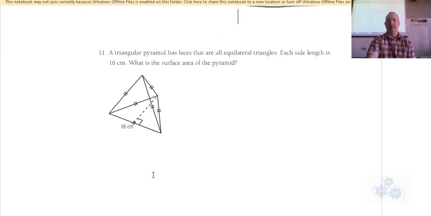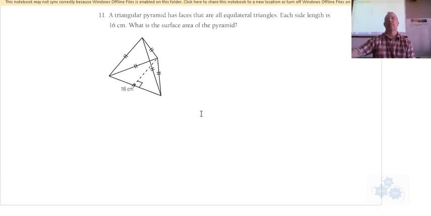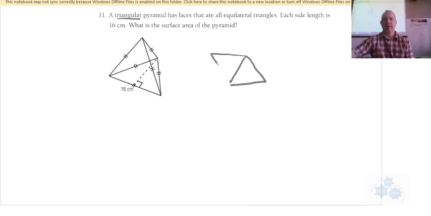Now, number 11 is very similar, except it's a different shaped object. It's not a square-based or rectangular-based pyramid, yet it's still a pyramid, but it's a triangular pyramid. So that means we have a triangle base and triangle sides. If we have a triangle base, how many lateral faces are we going to have? 4? No, 3. We're actually going to have 3. So we're going to have 4 faces in total, but 3 lateral.